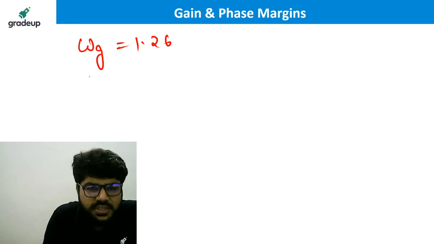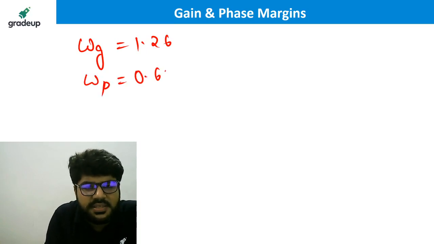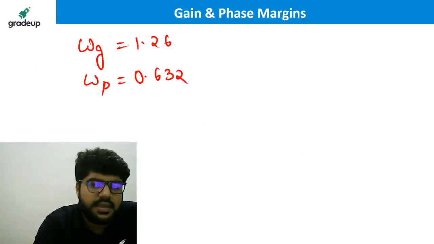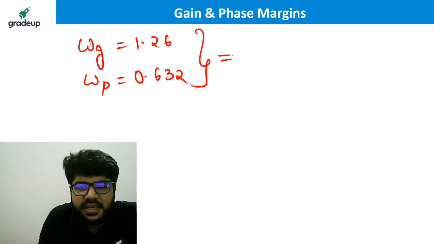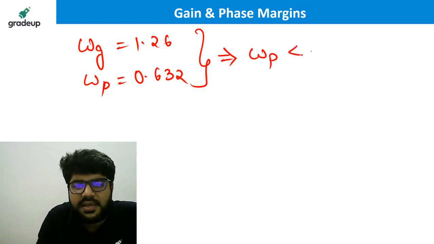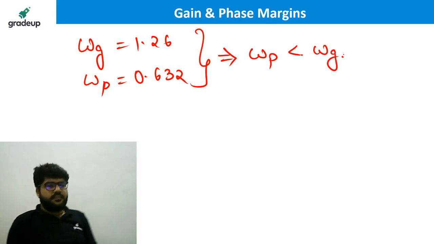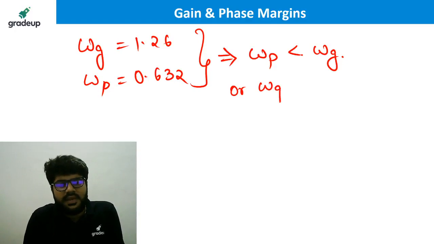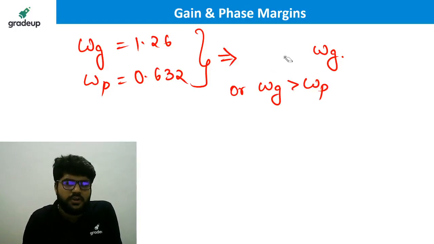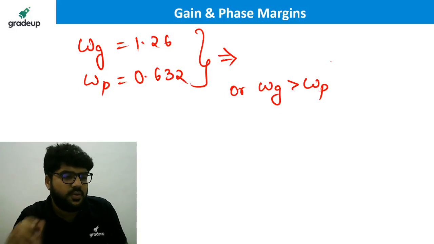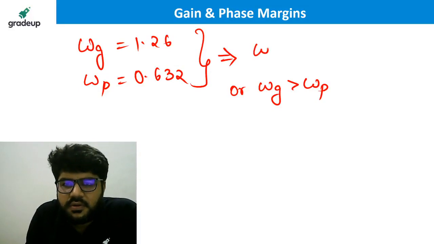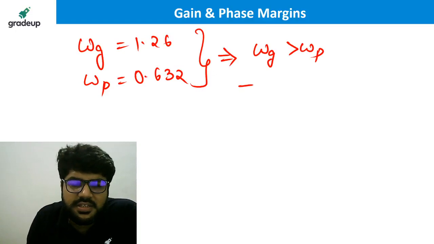Now, according to option number D, omega g is 1.26 that we have calculated, and omega p is 0.632. Correct? That means here omega p is less than omega g, or omega g is greater than omega p. I have told you one conclusion: omega g greater than omega p. What is the conclusion about the stability of the system?